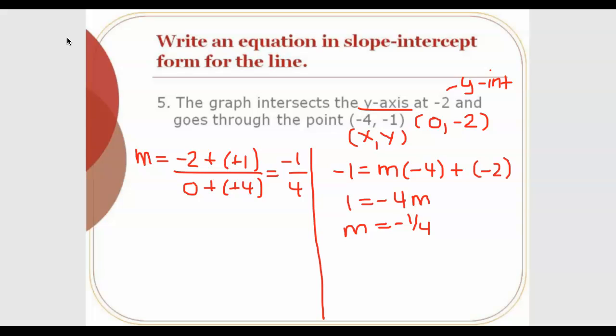So what you'll notice is either way, I get a slope of -1/4, a y-intercept of -2. So that means the equation of the line is y equals -1/4 x minus 2.